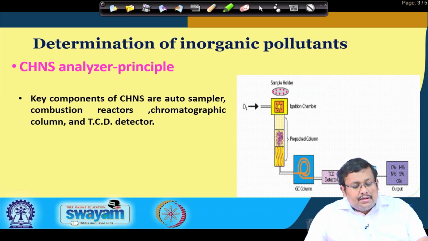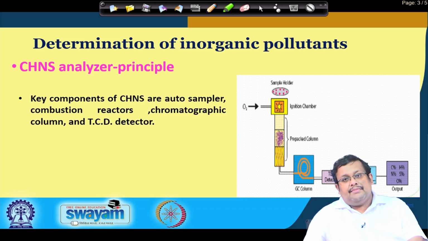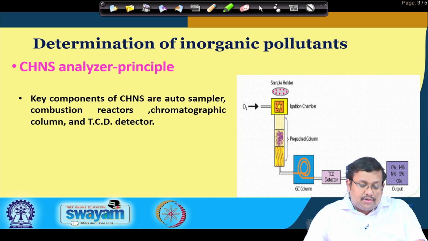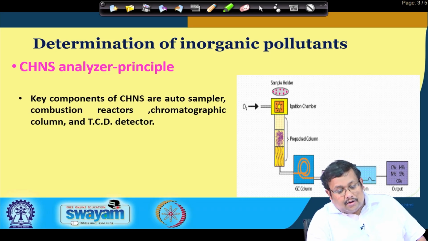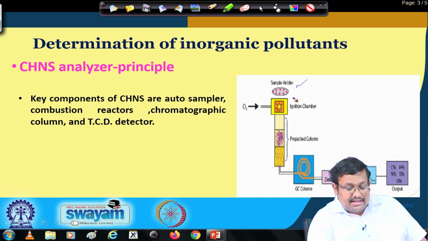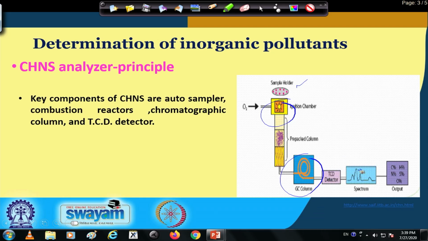So, guys, the key components of CHNS analyzers are auto sampler, combustion reactors, chromatographic columns and TCD detectors. We can see here first obviously the auto sampler, then combustion reactors, and then chromatographic columns, and then the TCD detector. These are the four major parts of this CHNS analyzer. So, guys, I hope that you have got a basic understanding of the principle of CHNS analyzer.